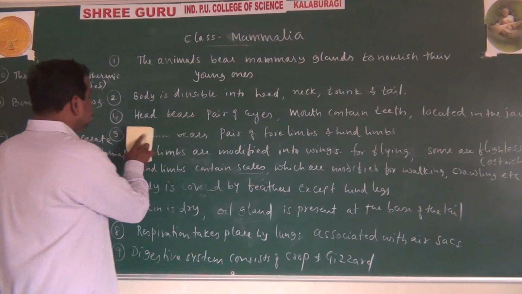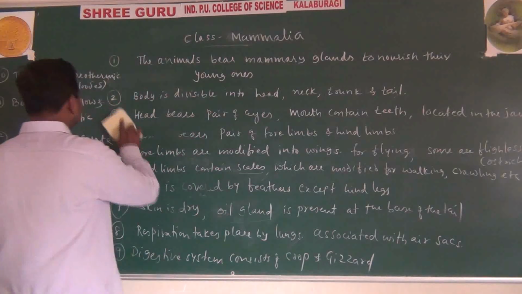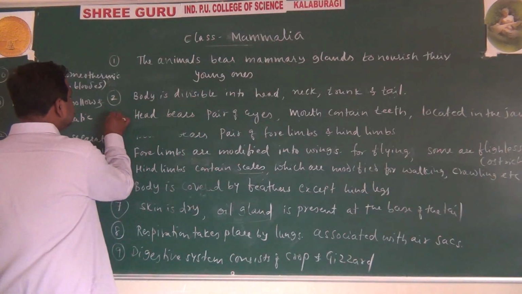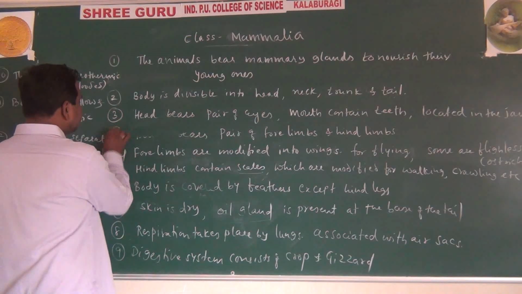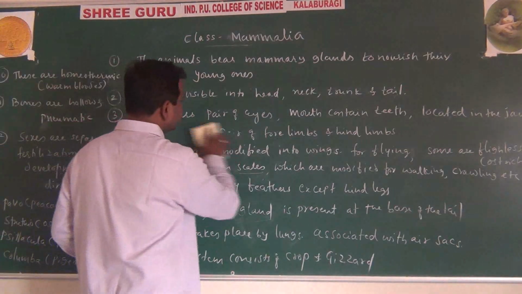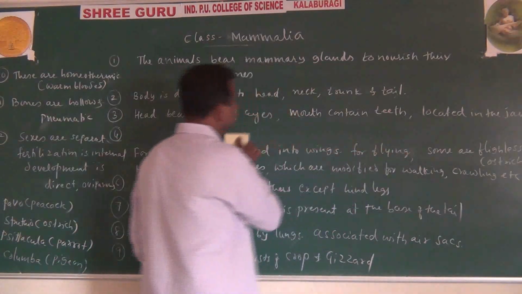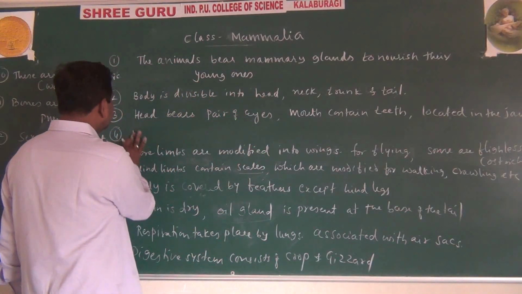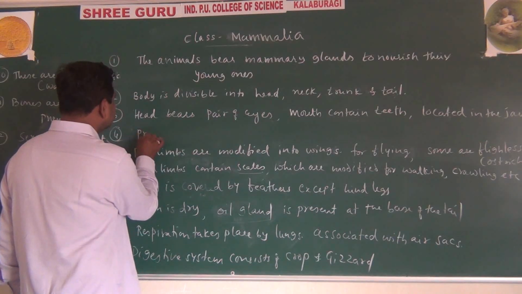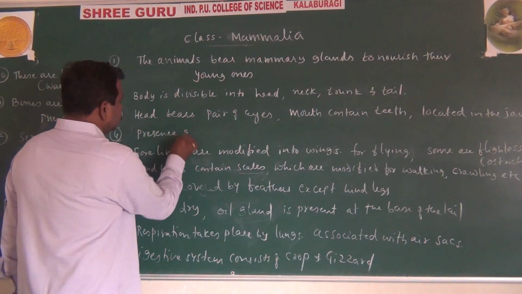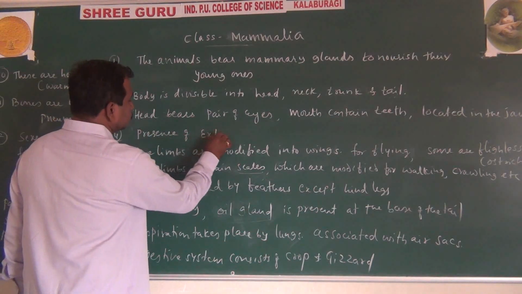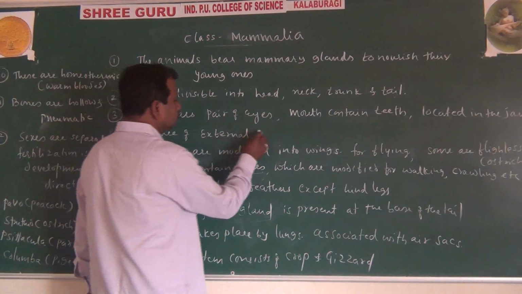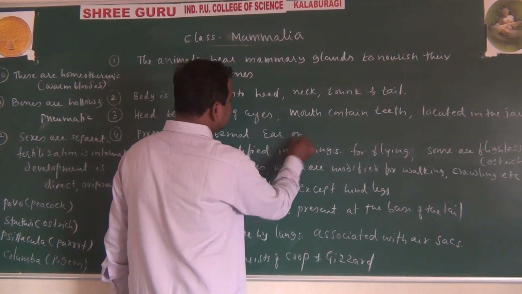Next, again in the head character, this is the third character. Now in the fourth character we see the presence of an external ear. This is a unique feature we observe, the presence of external ear or pinna.